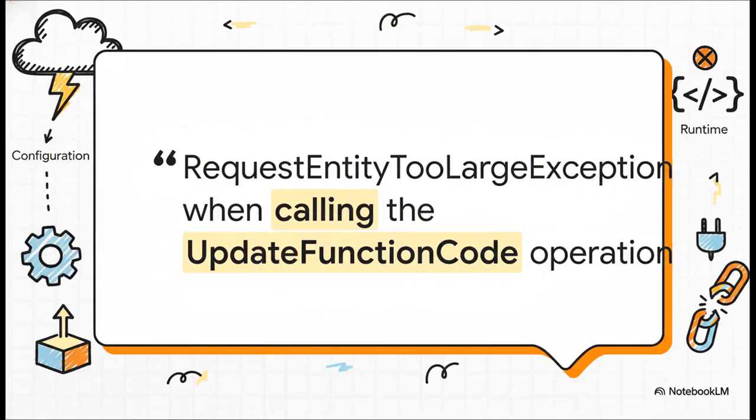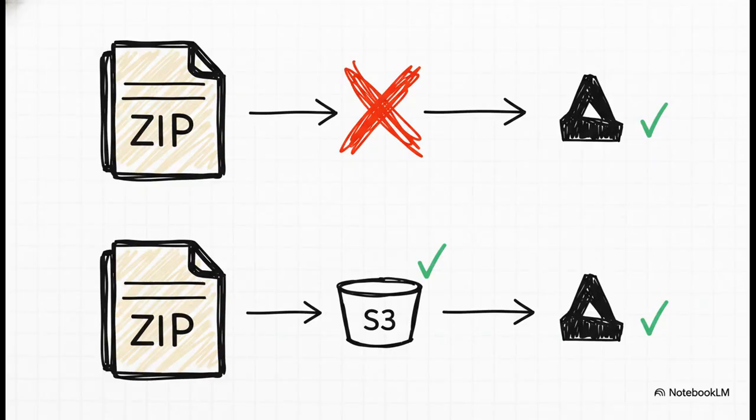Okay, here's another deployment roadblock. You try to upload your package and you get smacked with a request entity too large exception. This time, it's not about what your function can do, it's about its size. Yep, there's a hard limit. You can only upload a 50 megabyte zip file directly to Lambda. Anything bigger, and it'll fail.